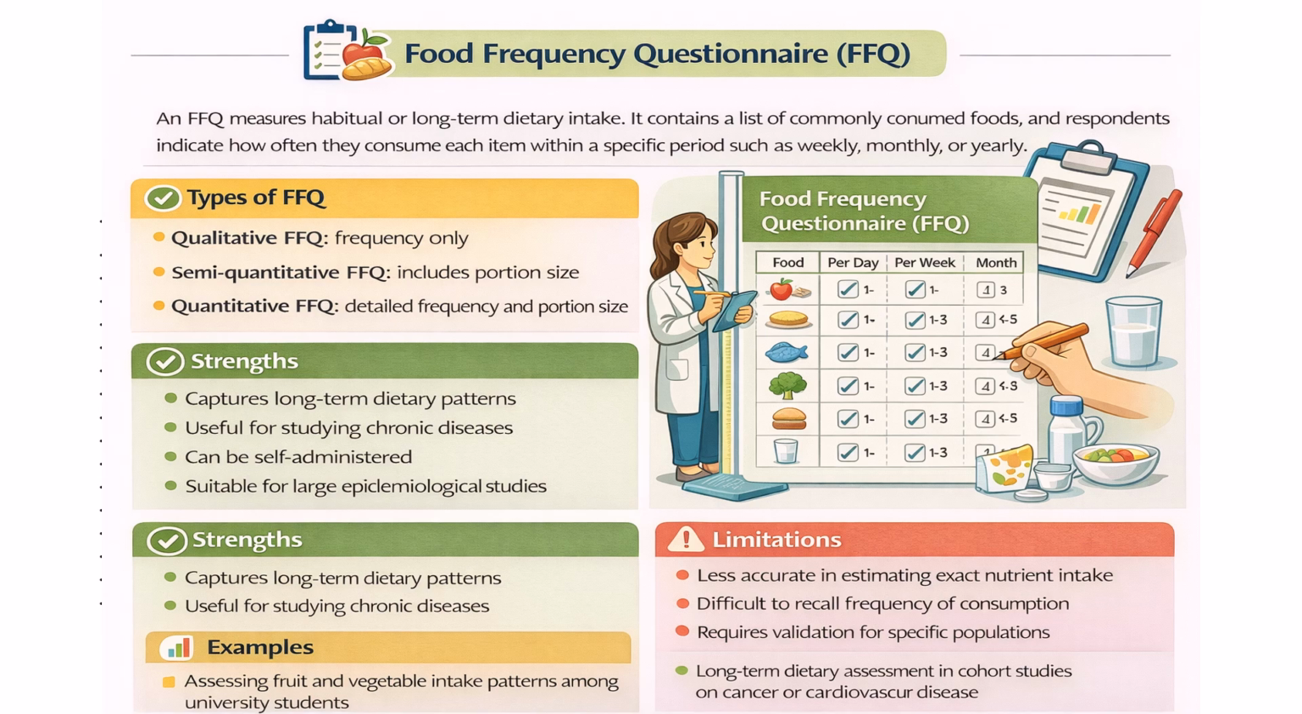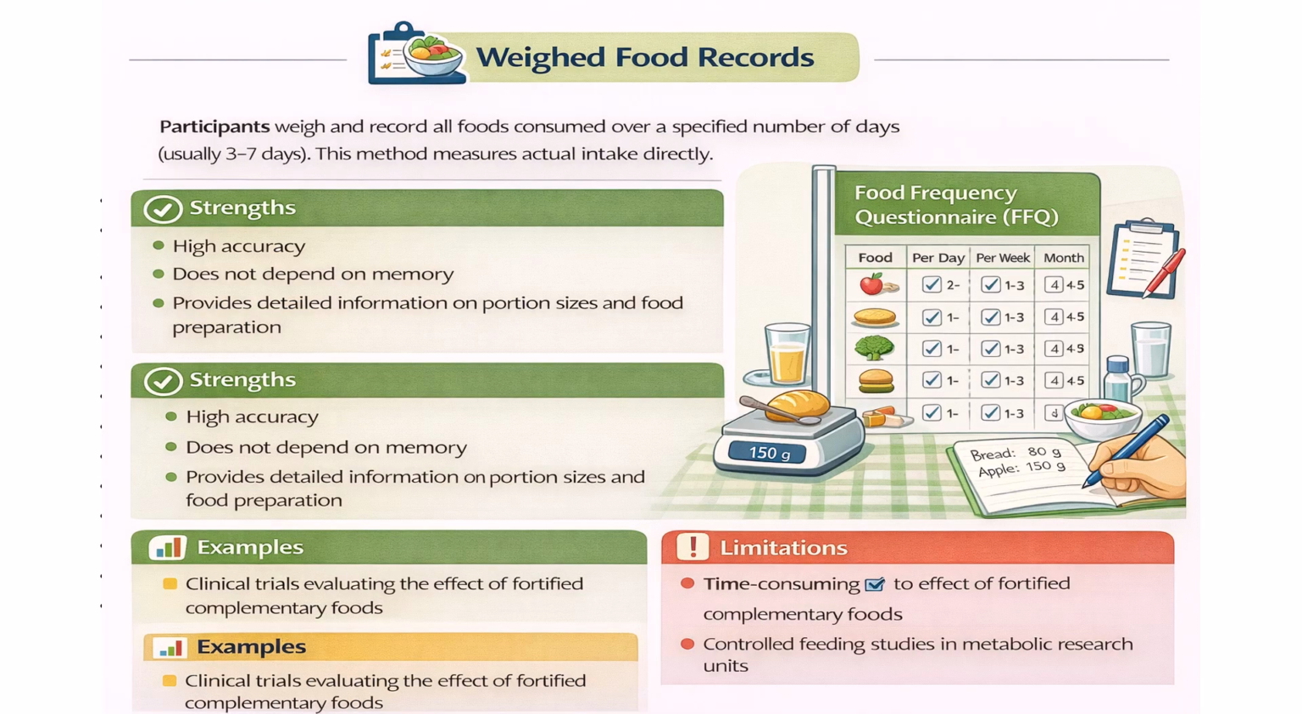Limitations include that it is less accurate in estimating exact nutrient intake. When you compare with the 24-hour recall, FFQ is less accurate. It can be difficult to recall frequency of consumption of some food. It gives you frequency over a long period of time, and it requires validation for specific populations. These are the limitations of FFQ.